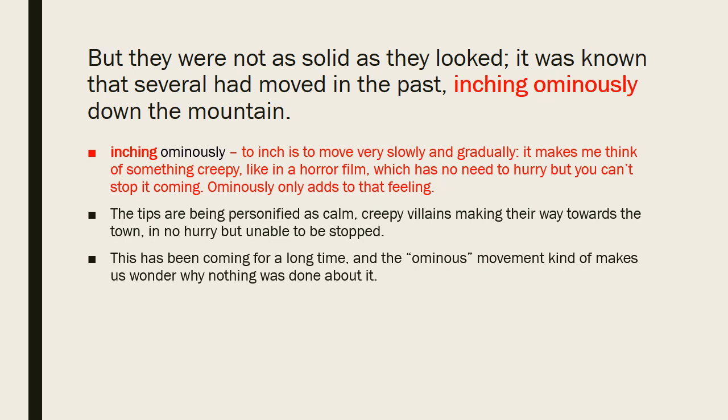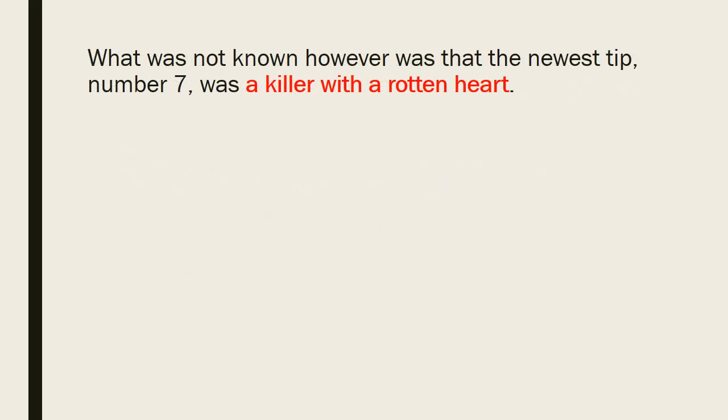Now that is still language, because I'm focusing on the use of the word "ominous" there, suggesting that omens were there, that it was clear something bad was coming and nobody had done anything about it. So again, another example. Okay, finally, let's have a look at the killer with the rotten heart.